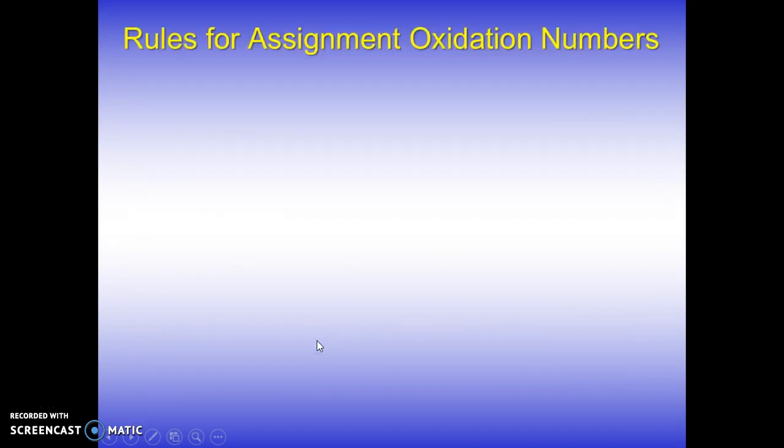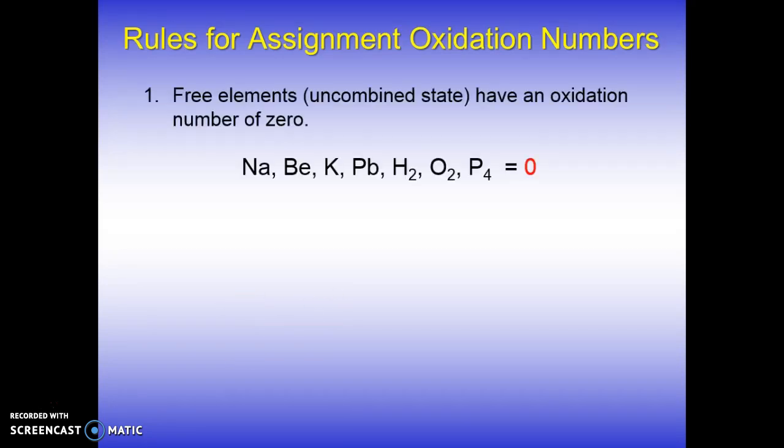Okay, so some rules. And these are guidelines because you've got things that kind of compete against each other sometimes, but for the most part, they're pretty good. If you have free elements in their uncombined state, they have an oxidation number of 0. So notice they can be a molecule, but the way they're normally found, they're going to have an oxidation number of 0. So elements, molecules that represent the elements, all 0.